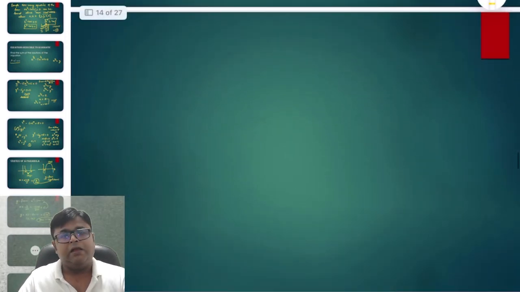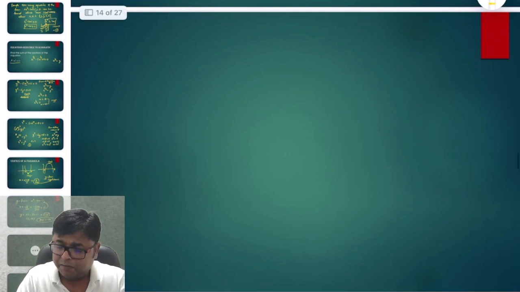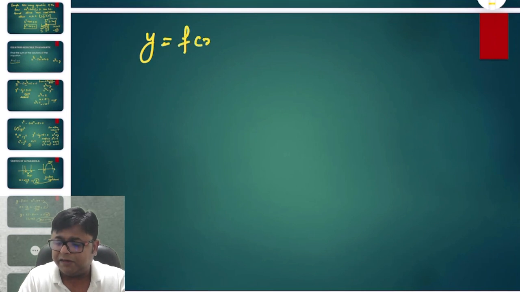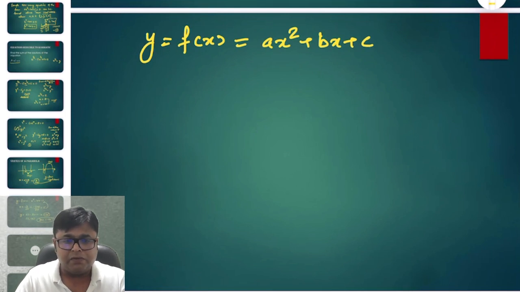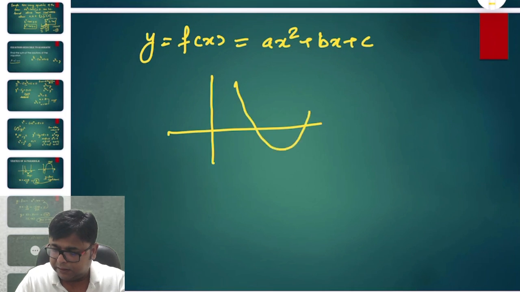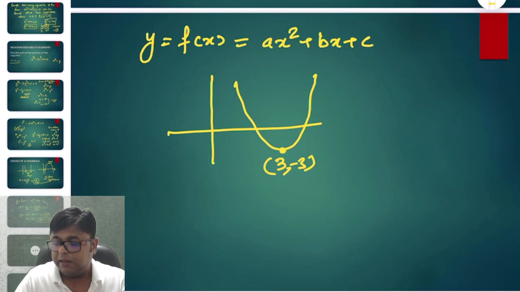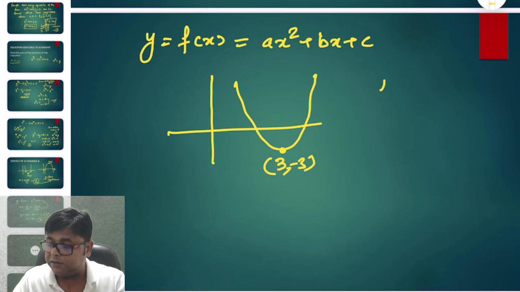Now, after this vertex of a parabola, there is another interesting thing which we need to understand. If I have a function y equal to f of x equal to ax squared plus bx plus c, and suppose I know the vertex of the parabola, and suppose they say this is 3 comma minus 3, right? 3 comma minus 3 is the vertex of the parabola, and suppose they also say that f of 7 is equal to f of k. So what is the value of k?